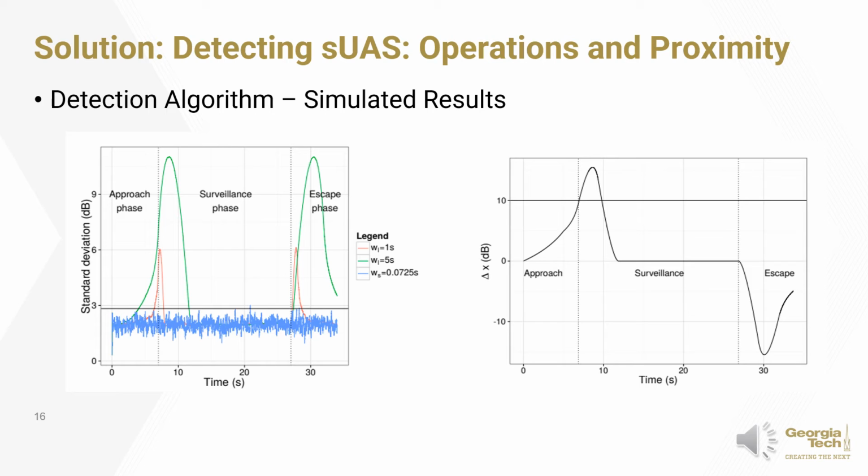Moving on to the right-hand side, we see delta X versus the signal versus time. As we would assume, the attacker would approach, they would stop moving and reach their surveillance phase, and then they would escape.